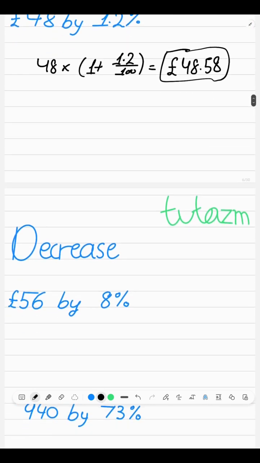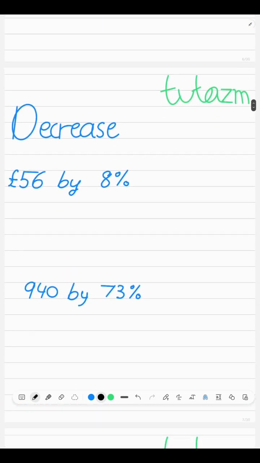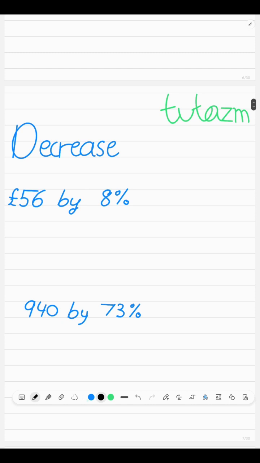Okay, let's look at decreasing numbers by a percentage. This is very similar to increasing the numbers. I'll show you right here. You'd have your original number A still, and that is being multiplied by 1, but instead of adding, we're taking away n over 100.